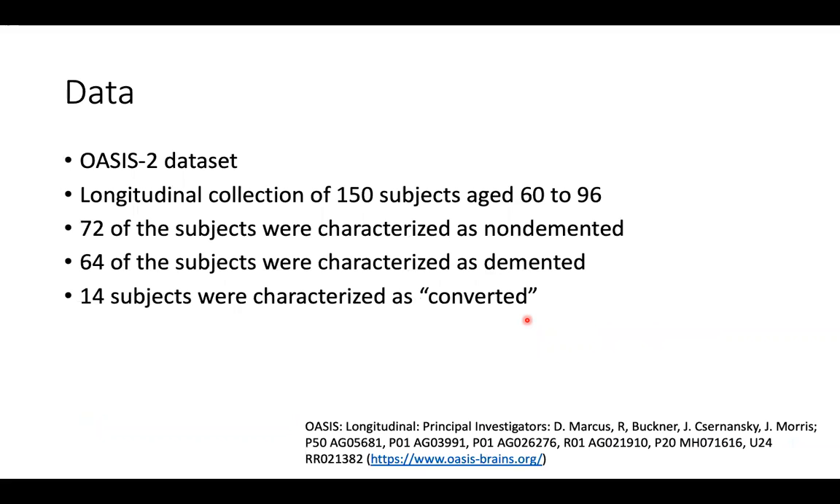So I got the data from the OASIS-2 dataset, which is a longitudinal collection of 150 subjects aged 60 to 96. 72 of the subjects were characterized as non-demented, 64 were characterized as demented, and 14 were characterized as converted, meaning in their first scan they were non-demented, and in their second, or maybe later, they were characterized as demented.